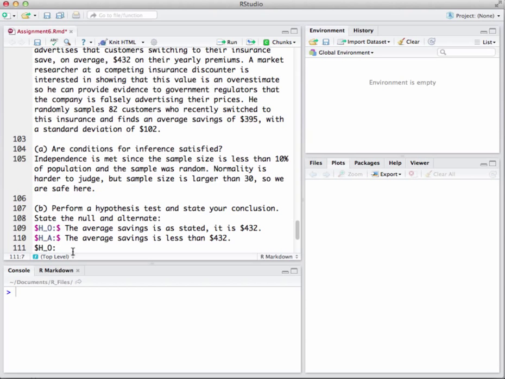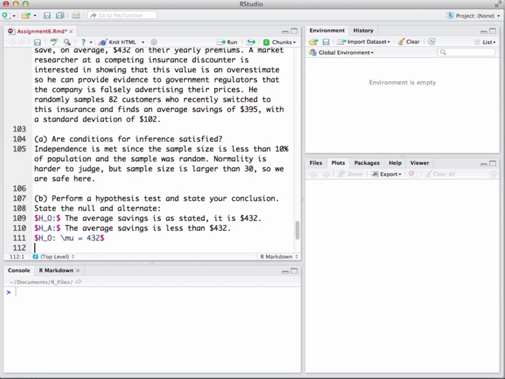So the null, not the alternate, the null is that mu is equal to $432. And then the alternate hypothesis is that the mean is what? The mean is less than $432.